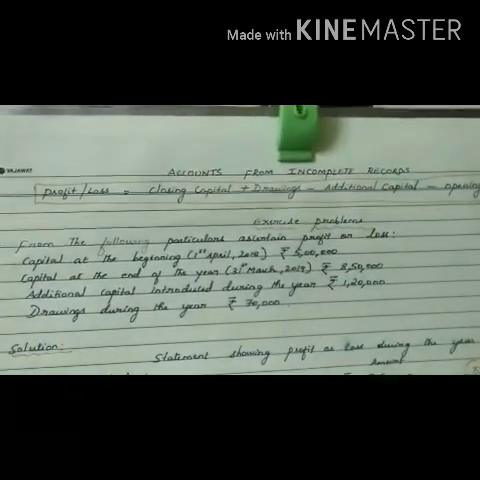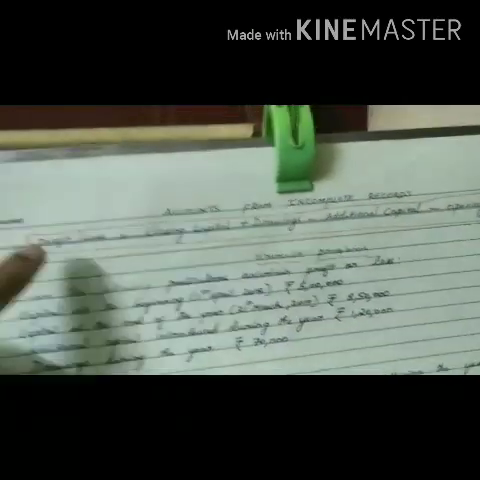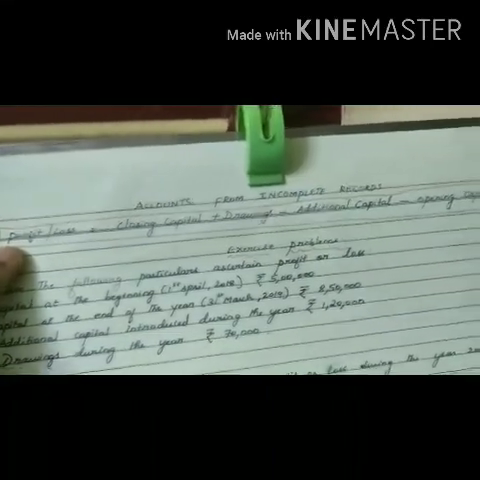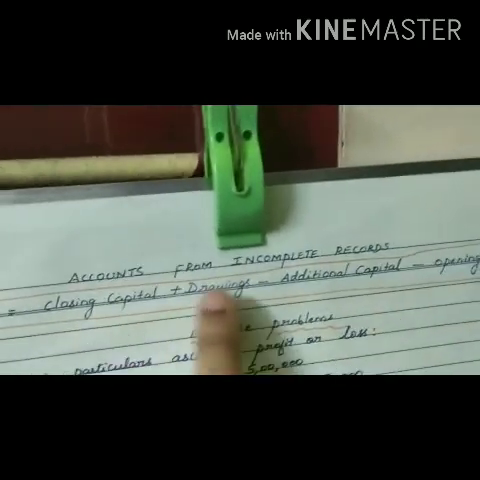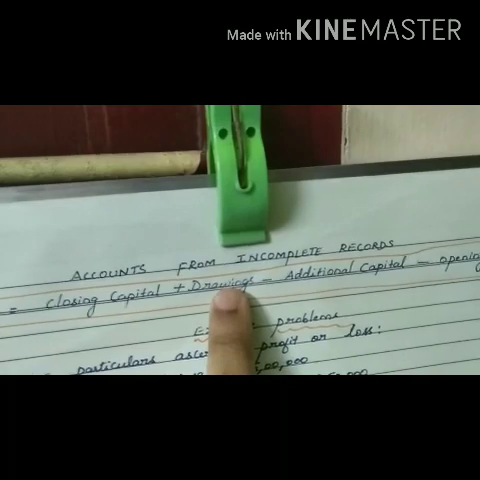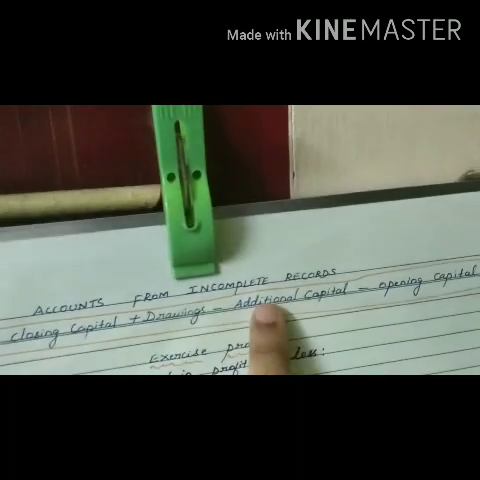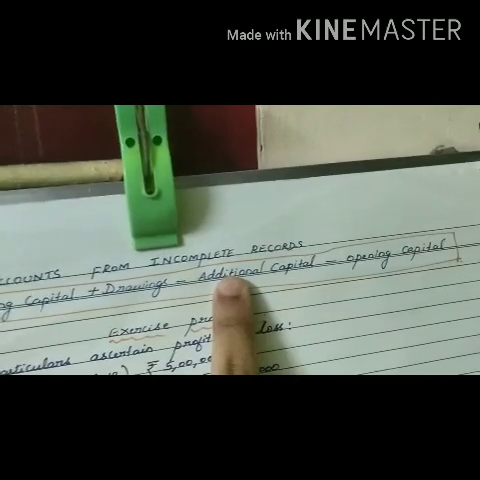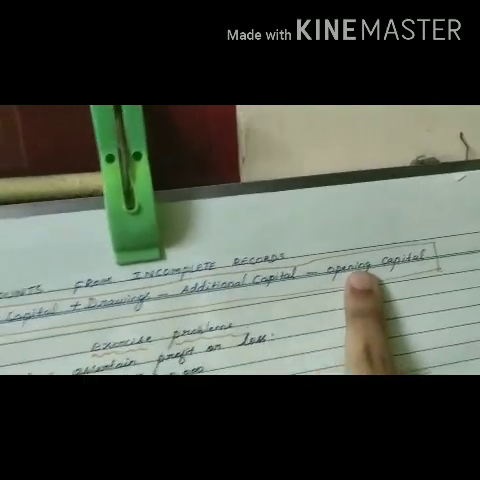So we will be using this formula in order to calculate the profit or loss. You will start with the closing capital. You have to add the drawings made during the year, minus the additional capital introduced during the year, less the opening capital.